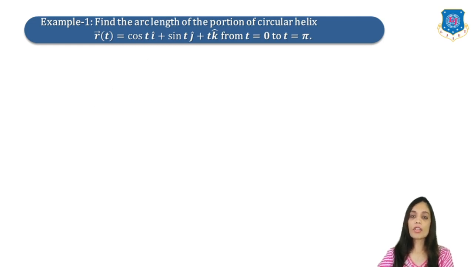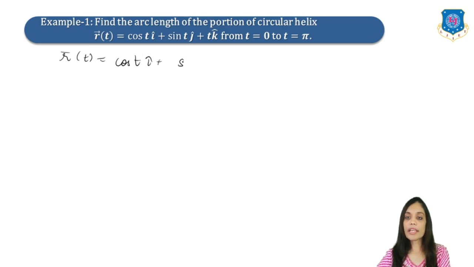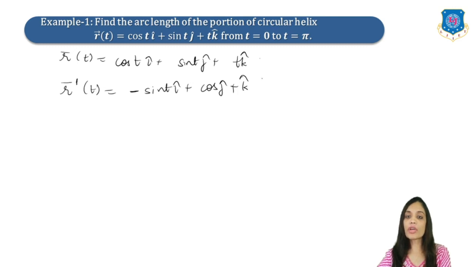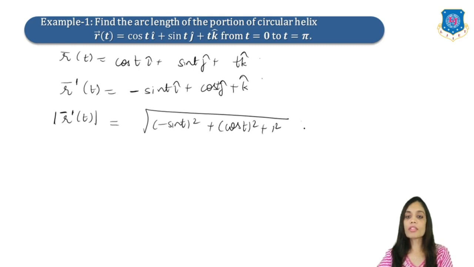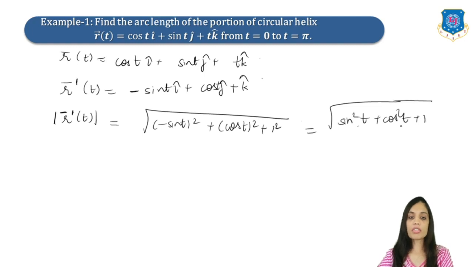So we have to find the arc length of the portion of the circular helix where r bar of t is cos t i cap plus sin t j cap plus t k cap, right? And t is varying from 0 to pi. So whenever my position vector is given, firstly I have to find r dash of t. So it will be minus sin t i cap plus cos t j cap plus k cap. You have to do the individual derivatives of each component. Now I have to find mod r dash t, right? So it will be square root of minus sin t whole square plus cos t whole square plus 1 square. Now this is equal to sin square t plus cos square t plus 1. Now we know sin square plus cos square is 1. So our mod r dash t will be equal to square root 2.